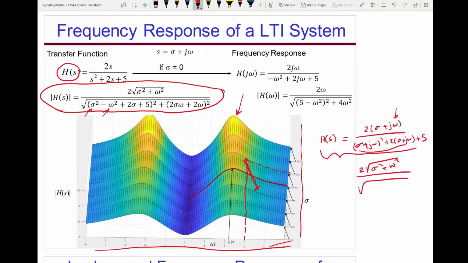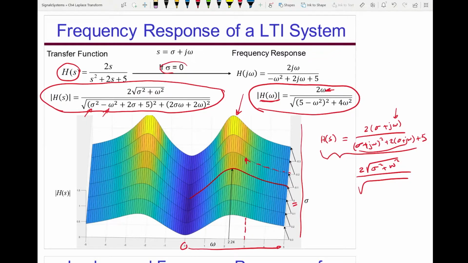I have a sound input and it has many frequency components, and all I want to know is how a system will respond to the different frequency components in the sound. I don't care about sigma, the decay rate. In this case, if I set sigma to 0, I will get this frequency response. If I plot this magnitude here, well, I set sigma to 0.